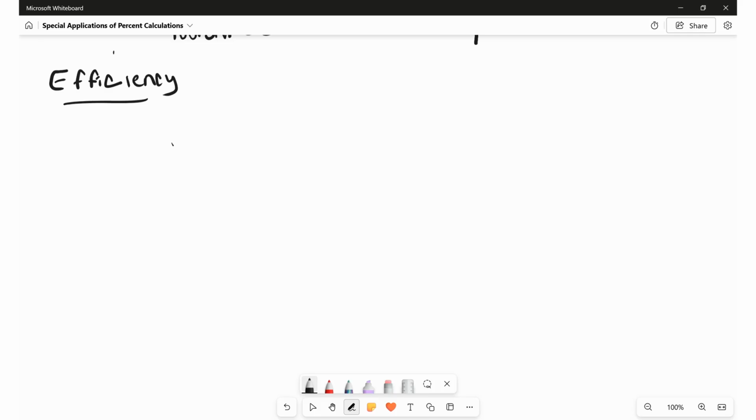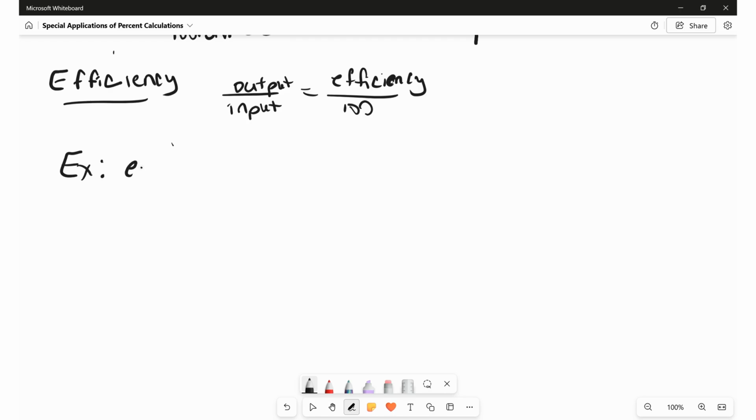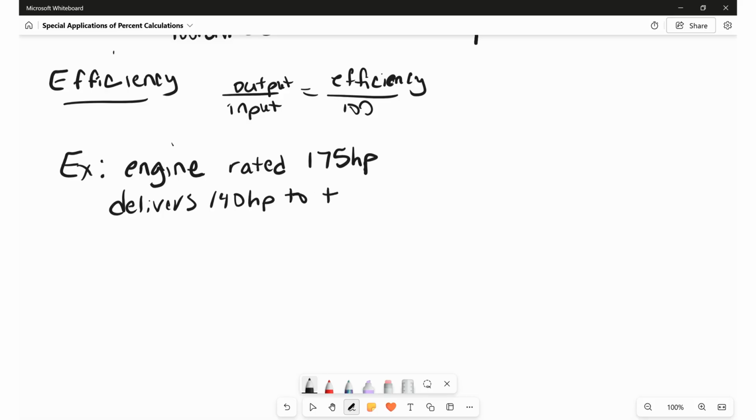All right. So when we're talking about efficiency, we have output over input is equal to the efficiency over 100. So let's do an example here. We have some engine that is rated at 175 horsepower. And we find that it delivers 140 horsepower to the transmission.